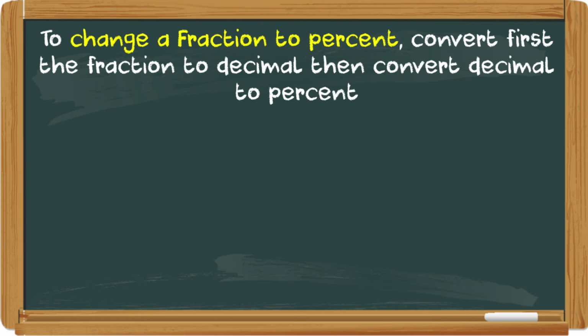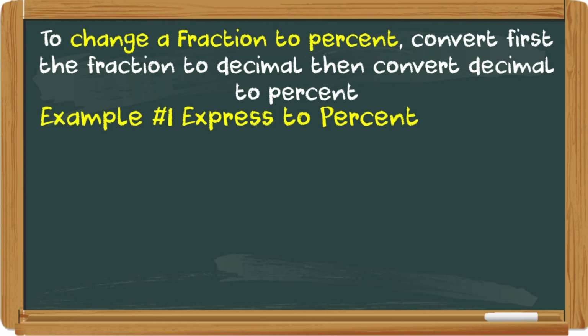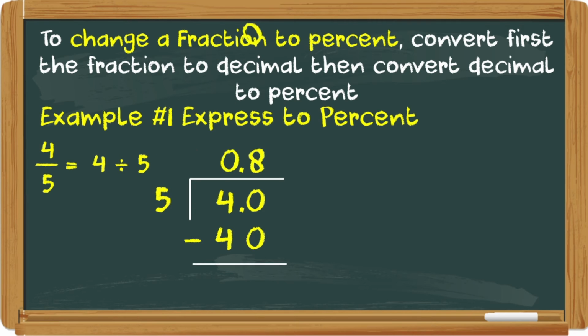To change a fraction to a percent, we will follow two steps. So express first the fraction to decimal and then convert the decimal to percent. Using our previous example, which is 4 over 5, we already expressed it to decimal, which is 0.8.